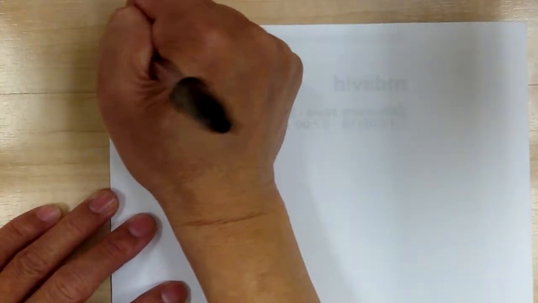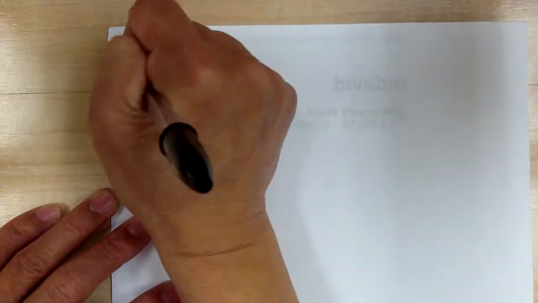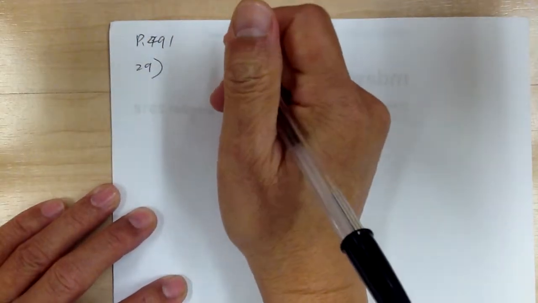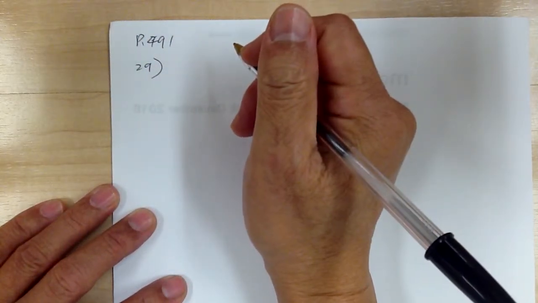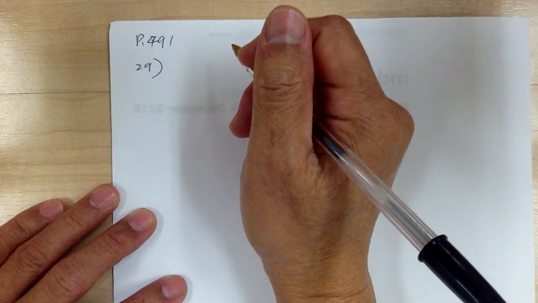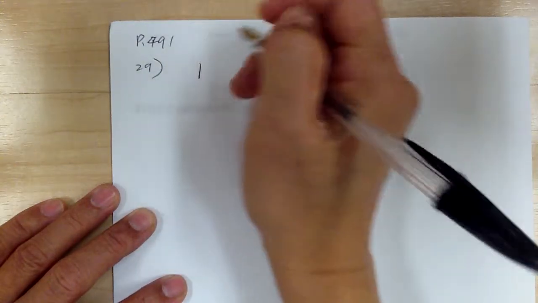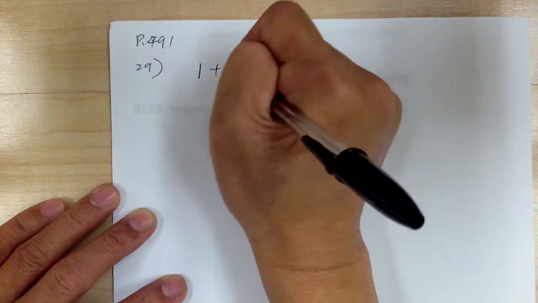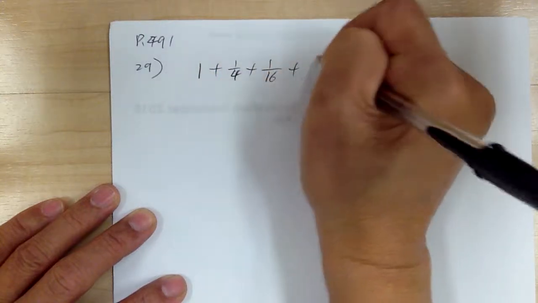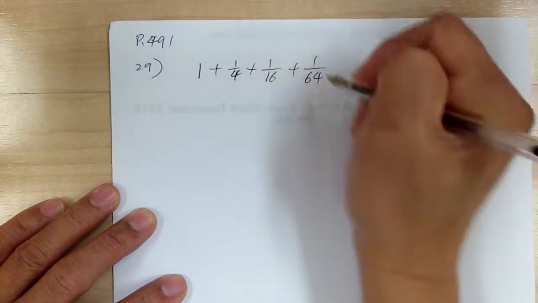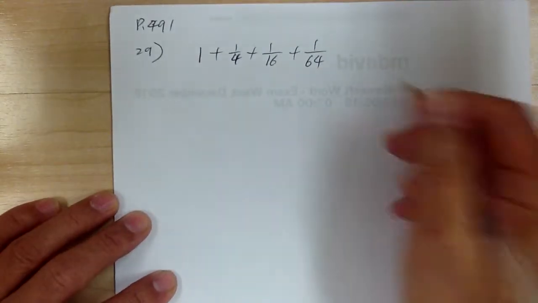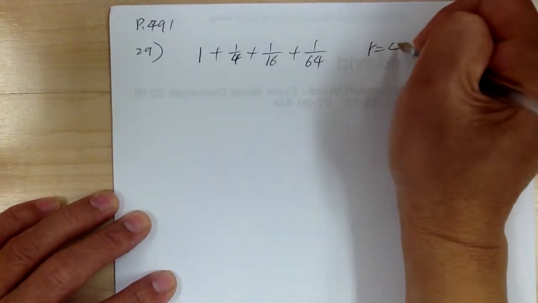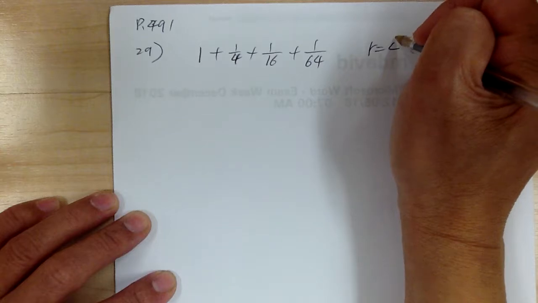Okay, let's go to number 29. It says an infinite geometric series starts with first term 1 and a common ratio of 1/4. So you just keep multiplying. It tells you that r equal to 1/4.